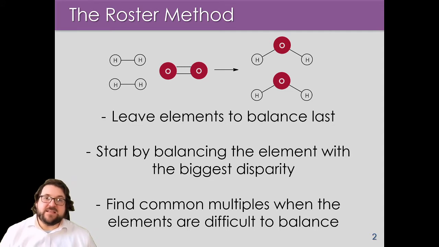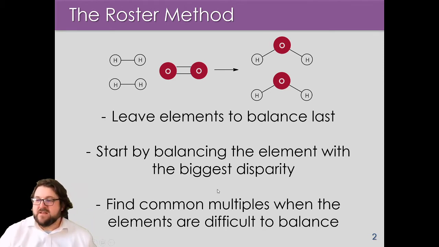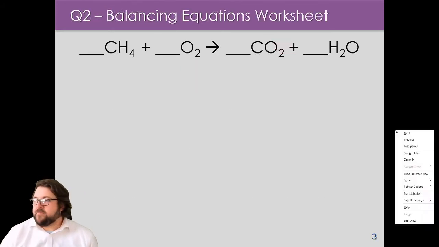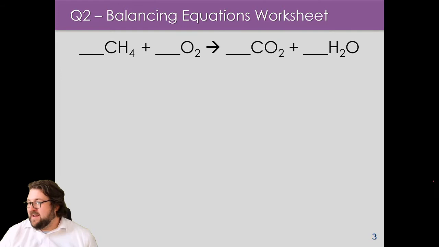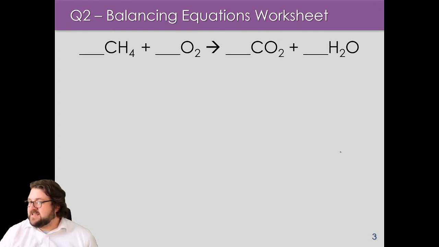Finally, if you get really stuck, try and find some common multiples. So if you've got something that is 3 and 7, then you're going to have to try and get 21 atoms in total by getting 7 3s and 3 7s together. It's a bit of a trick, and we're going to see an example of that one later on. Great, so let's get our pen going, because this always goes so well. And let's start with our roster method.